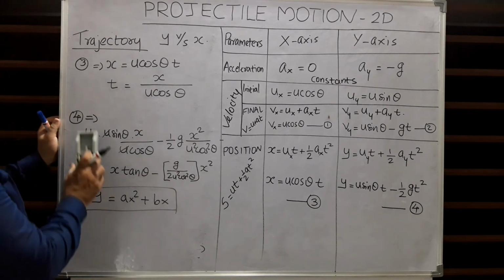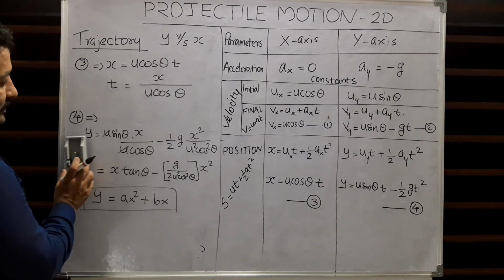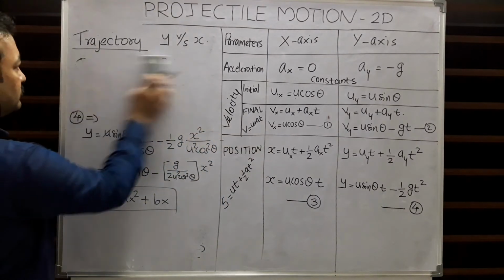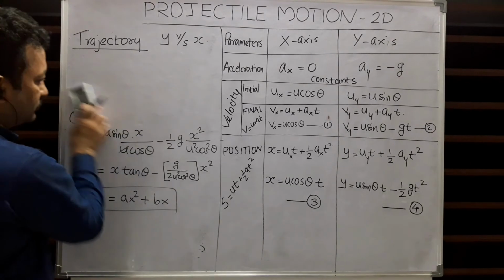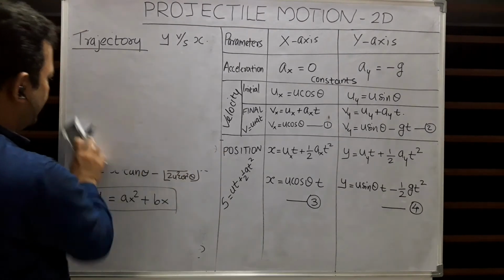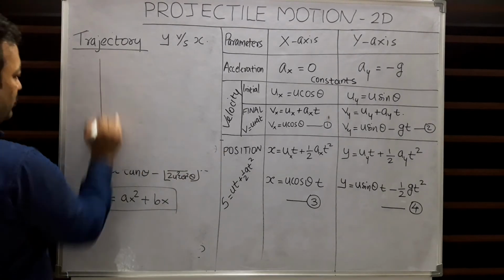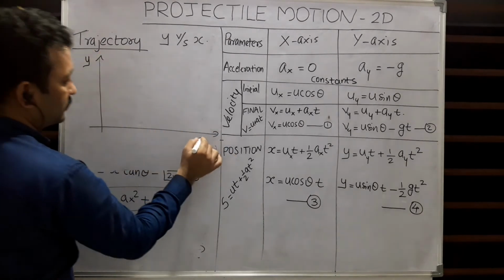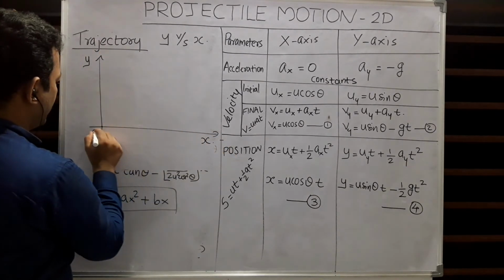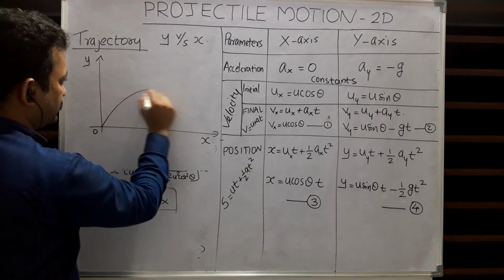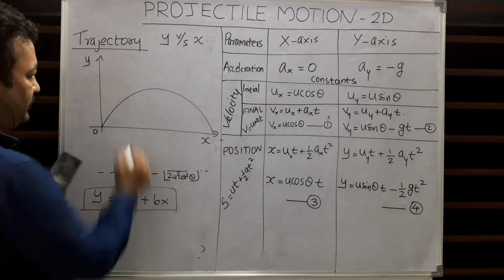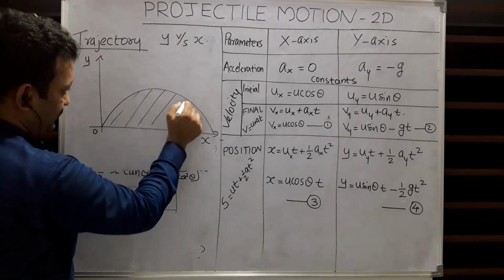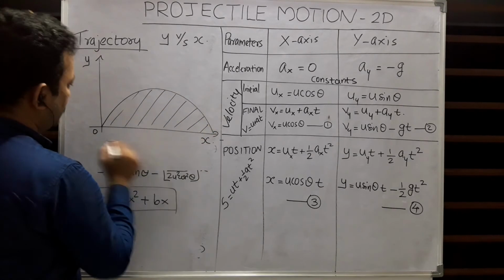If I plot that, I will get the shape of the parabola. I mean, the trajectory of projectile will be, this is y, this is x, this is the point of projection, this will be the shape of the graph. We can say this constitutes the two-dimensional space covered by the particle.